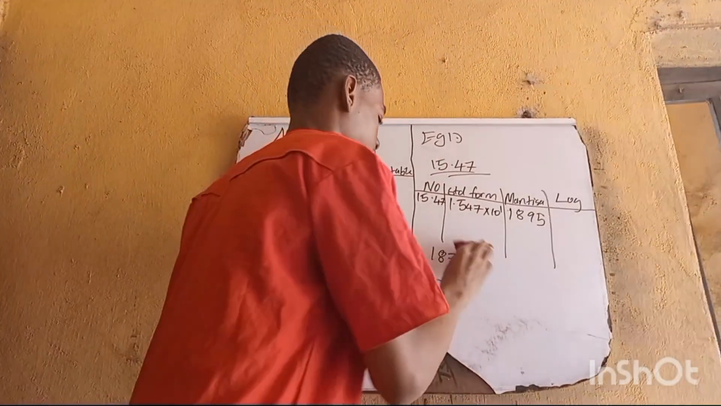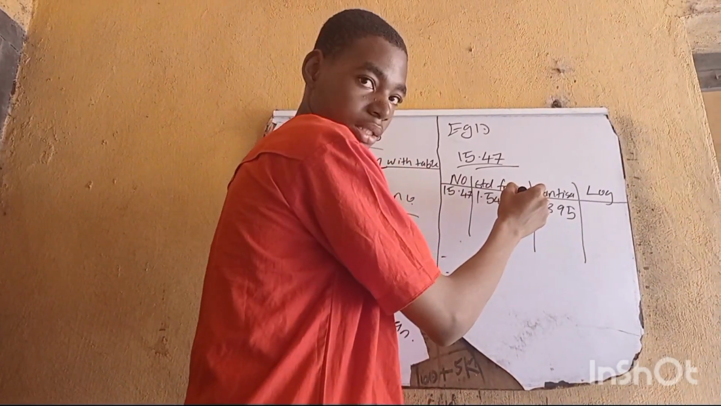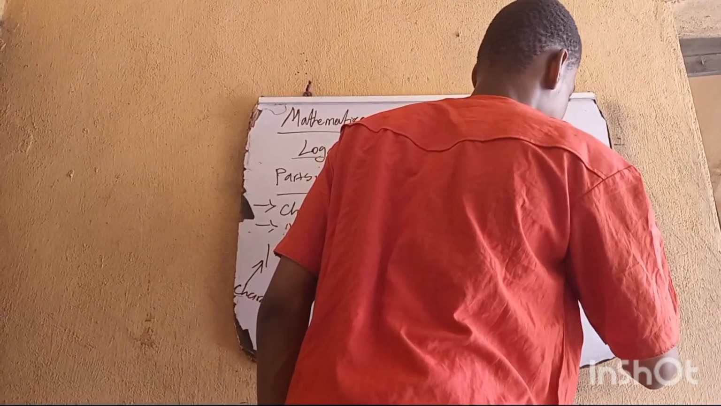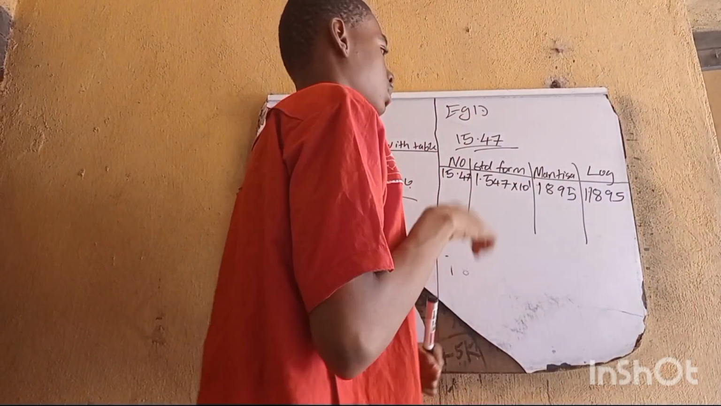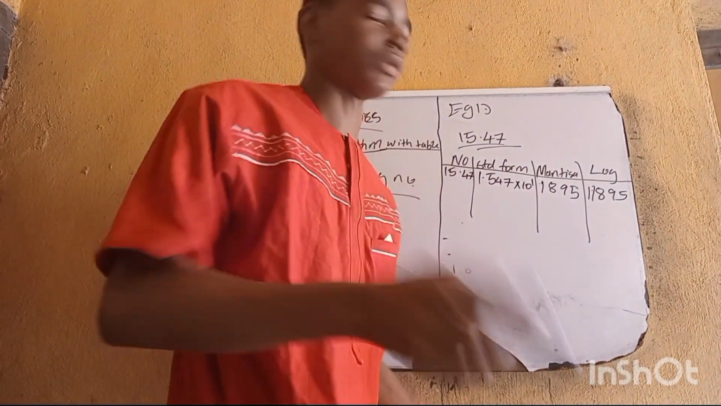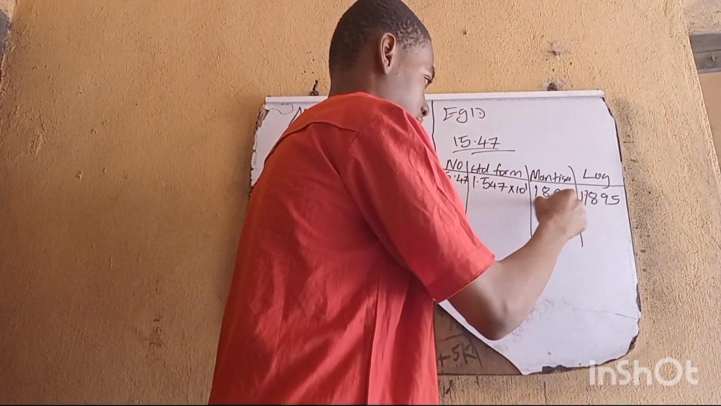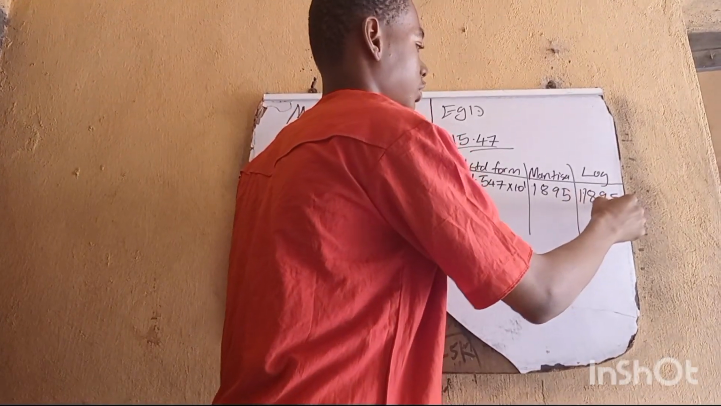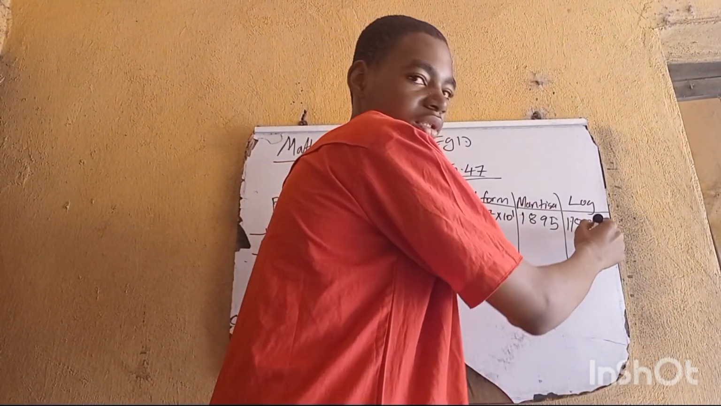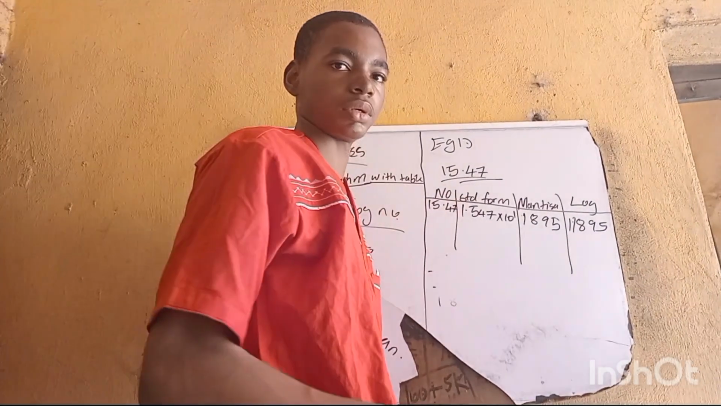Now to find the logarithm of this number, you take your power 1, 1.895. To find the logarithm, you go to the mantissa and the standard form. The power in the standard form is going to be your characteristics. Now, the mantissa is going to be the number after the decimal point. The power is your characteristics, and the mantissa is the number after the decimal point. Now, this is the logarithm of this number. We succeeded in finding the logarithm of this number.